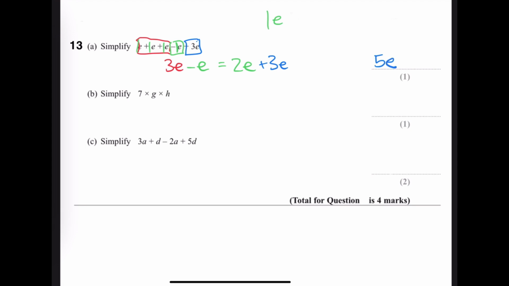B, simplify 7 times g times h. When you times, you just put them all together. So it'll just be 7gh. No addition, no subtraction, just put it all together because you're timesing them with each other.